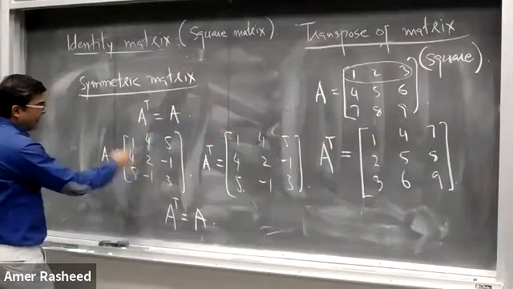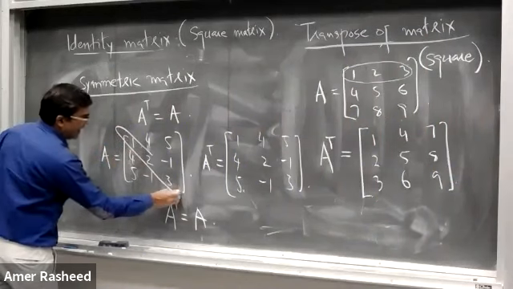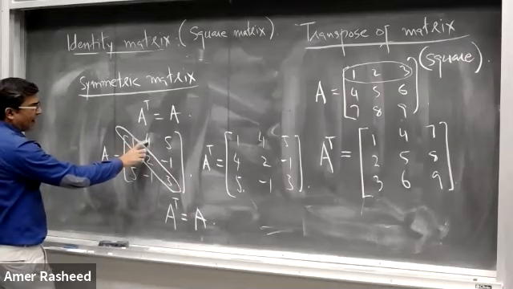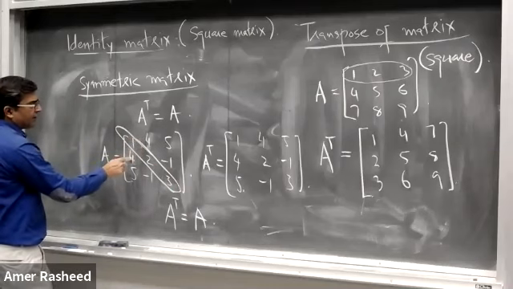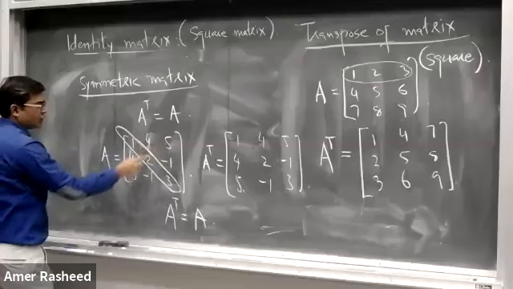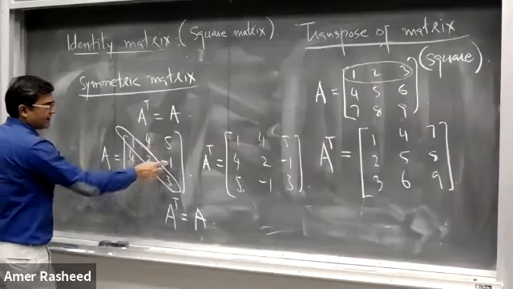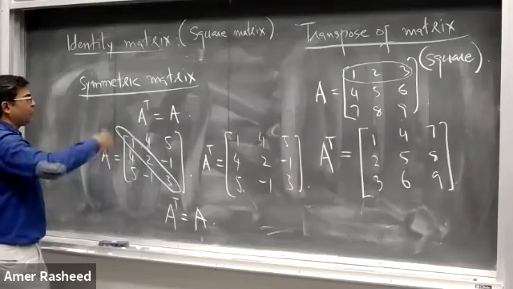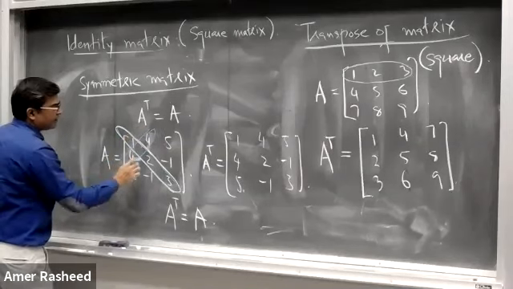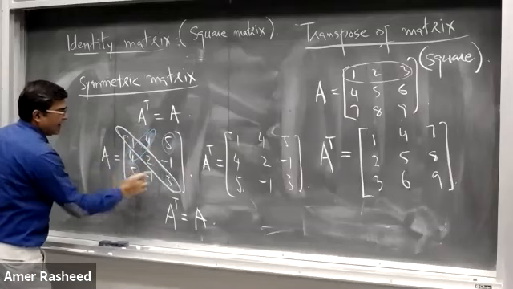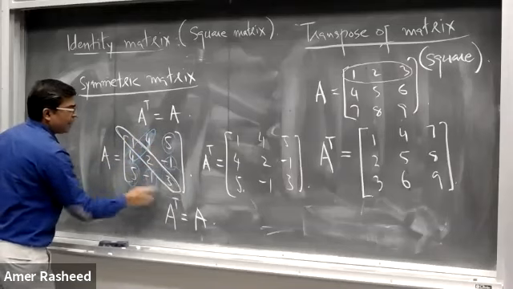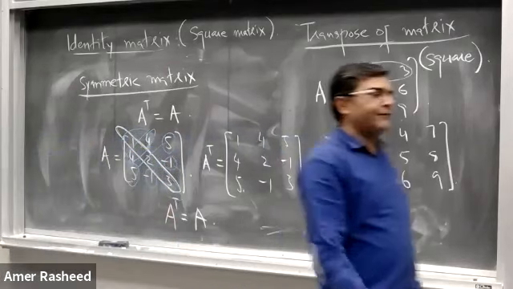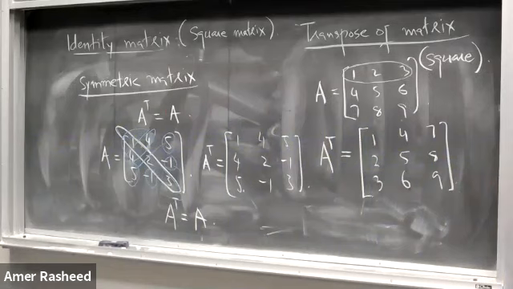All the entries around the diagonal are symmetric. You can see that in the diagonal you can put anything, but for all the off-diagonal entries, this entry should be equal to this, and this entry should be equal to this. The corresponding entries should be identical. The diagonal entries could be anything, but this entry and this entry, this entry and this entry, they should be the same. If you can see this, then the matrix is a symmetric matrix.